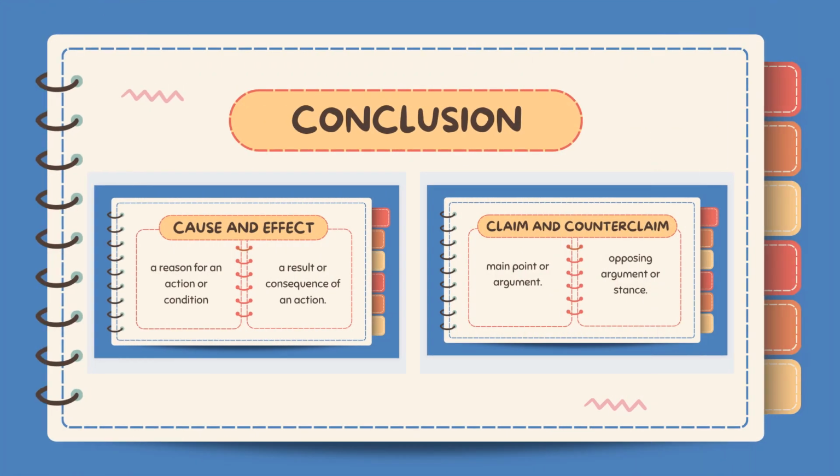To summarize this week's discussion, we talked about grammatical signals or expressions used for cause and effect and claim and counterclaim. When we say cause, it is a reason for an action or condition, and effect, a result or consequence of an action. Claim is the main point or argument, and counterclaim is the opposing argument or stance.